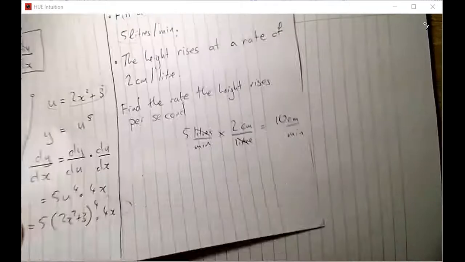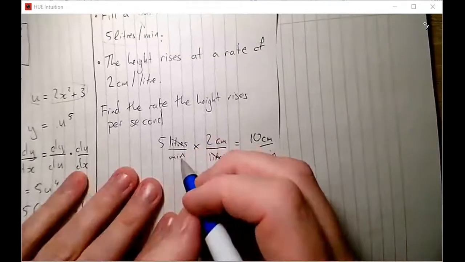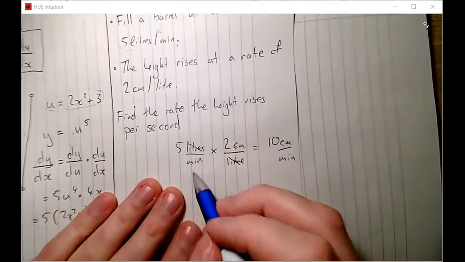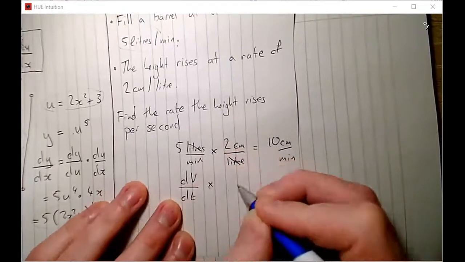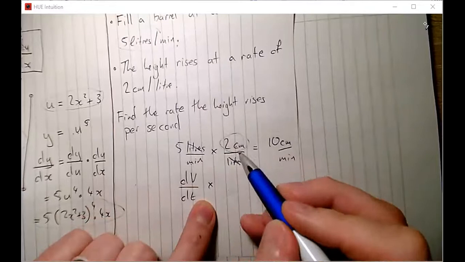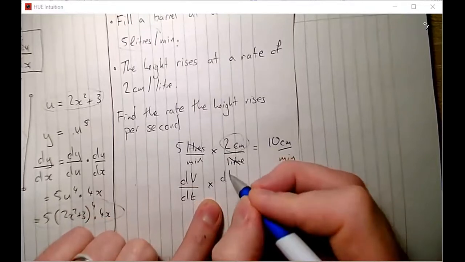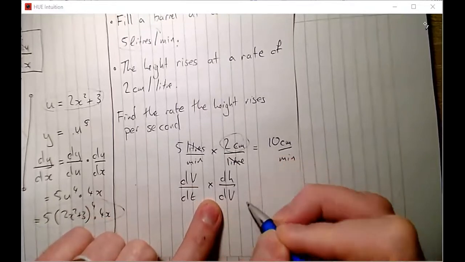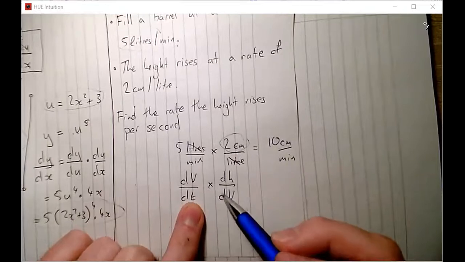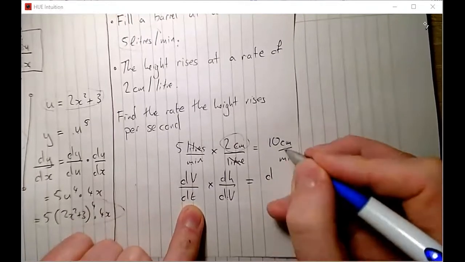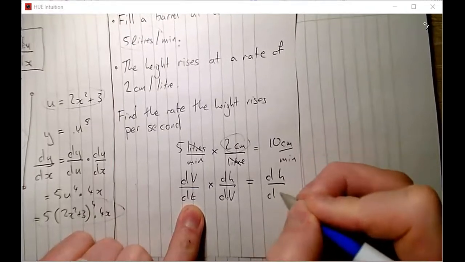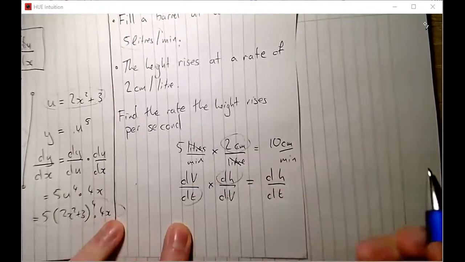Related rates of change. The rate of change of volume with respect to time, that's dV/dt, multiplied by, this is the rate of change of height with respect to volume, dh/dV. And much like our chain rule here, look, you've got this common dV top and bottom. And what did you get? You got dh/dt. You got these bits left over.